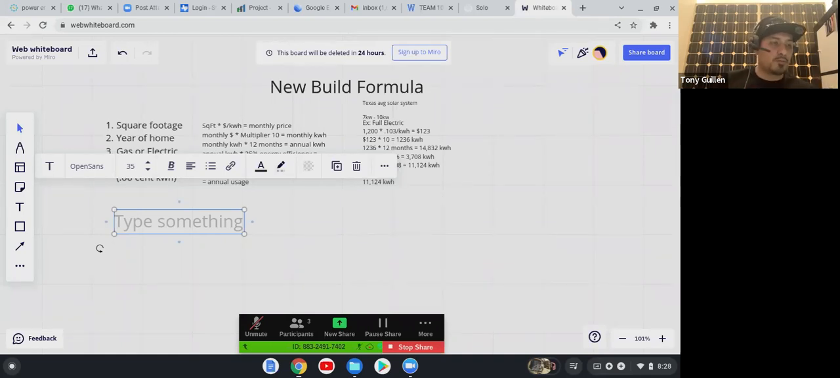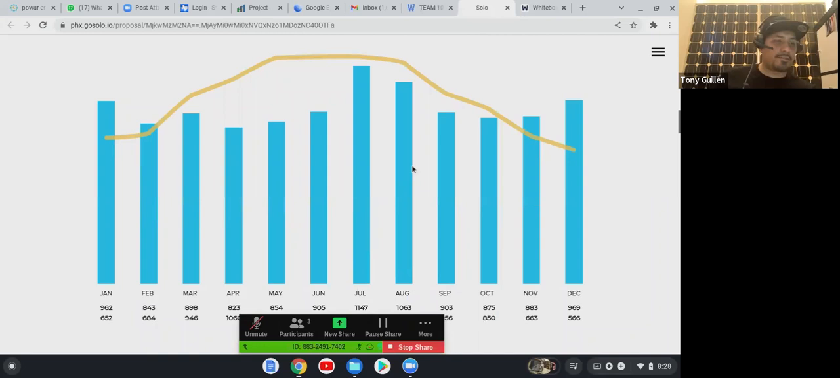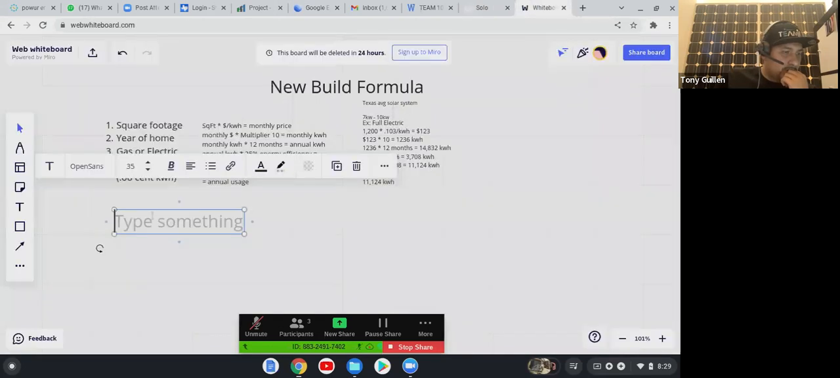So let's say with gas, we're going to go back over here to the Solo, and on Solo we can see the graph. We can tell that it's a full electric home, because the majority of the time it's the same. Usually when we're looking at a graph like this, it's going to do a U, because in the winter months they're going to use a little bit more electricity. So we're going to go back to the whiteboard.